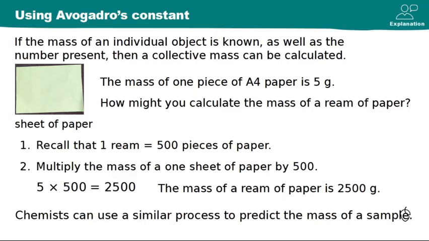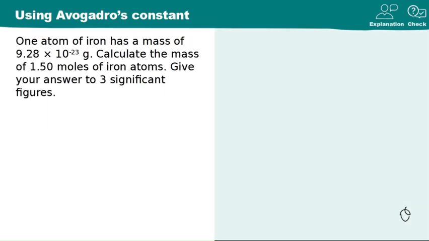So chemists can use a similar process to predict the mass of a sample. So for example, if one atom of iron has a mass of 9.28 times 10 to the minus 23 grams, then calculate the mass of 1.5 moles of iron atoms. Give your answer to three significant figures.